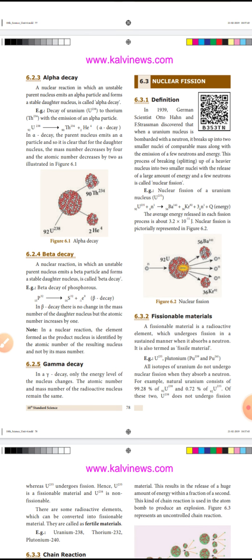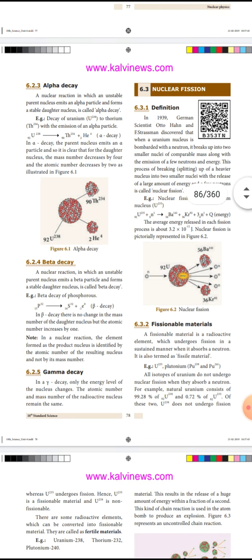Example, decay of uranium-238. Uranium isotope, uranium is 238. It emits thorium and helium. Helium is an alpha particle. So in alpha decay, the parent nucleus emits an alpha particle.